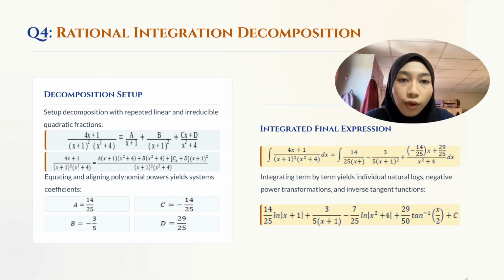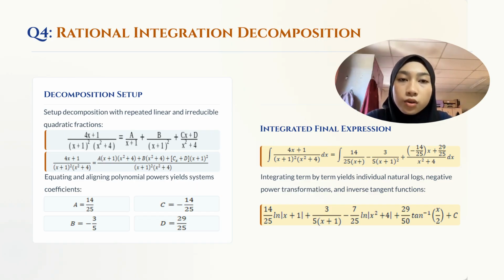Let's address question 4. We are asked to evaluate the integral of 4x plus 1 divided by the quantity x plus 1 squared times the quantity x squared plus 4 dx. Because we have a repeated linear factor and an irreducible quadratic factor in the denominator, we must use partial fraction decomposition. We set up our decomposition as capital A over x plus 1, capital B over the quantity x plus 1 squared, and quantity Cx plus D over x squared plus 4.